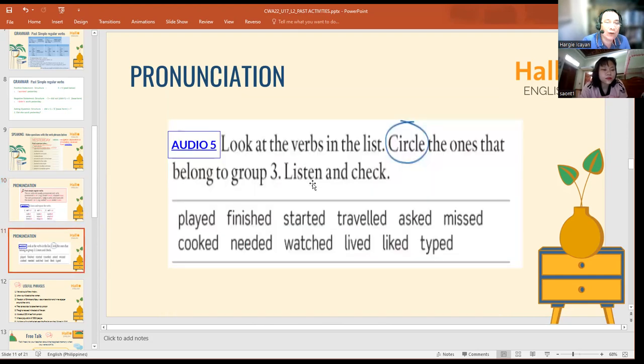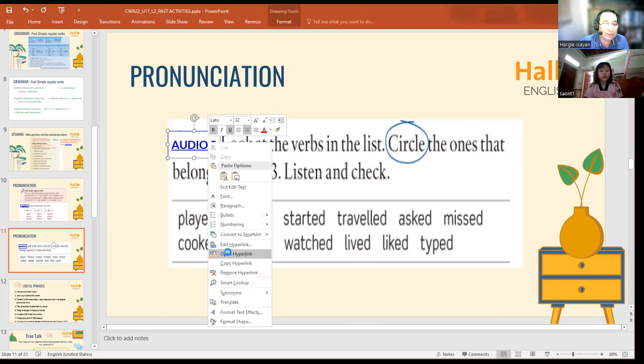Now moving on. Now look at the verbs in the lists. Circle the ones that belong to group 3. Listen and check.